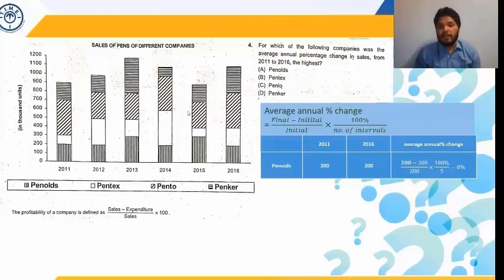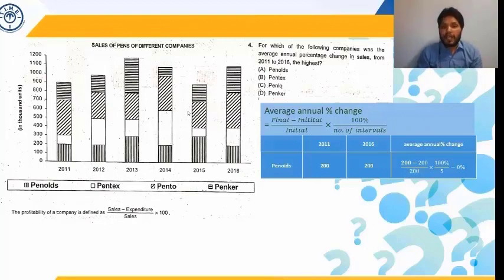It would have been 6. But we are asking for intervals, not number of years. So 2011 to 12 is one interval, 12 to 13 is the other interval, 13 to 14 is the third interval, 14 to 15 is the fourth interval, and 15 to 16 is the last and the fifth interval. I hope it is clear.